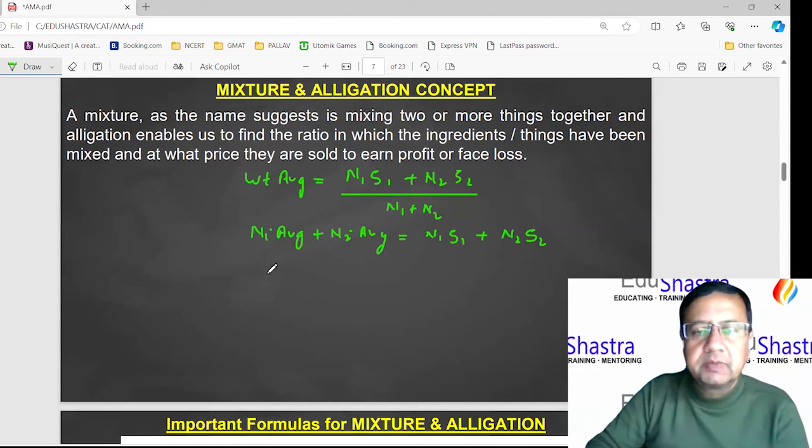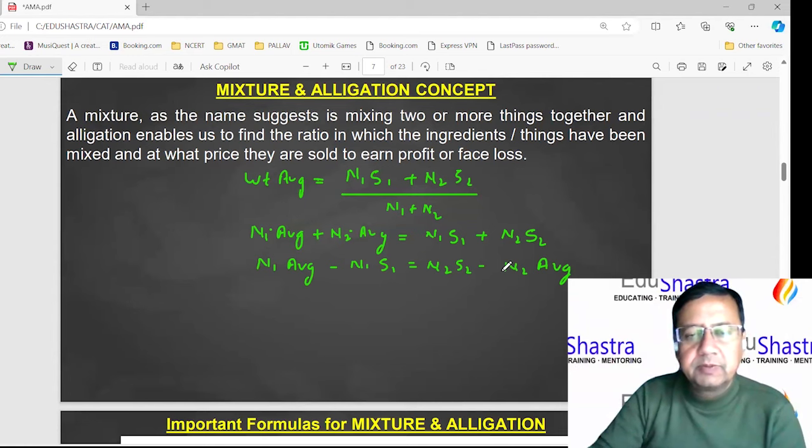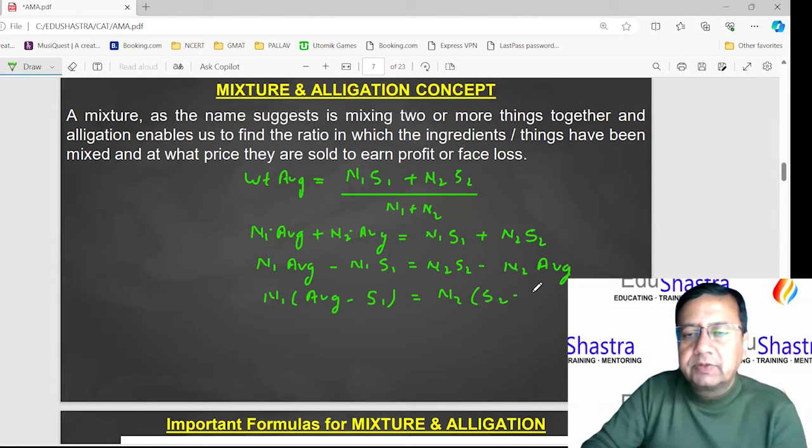Now shift the terms. So N1 average minus N1 S1 is equal to N2 S2 minus N2 average, right? Just a simple transposition of the terms. Take the common. So this is N1 times (average minus S1) is equal to N2 times (S2 minus average), right? Simple thing. Now take the ratio.